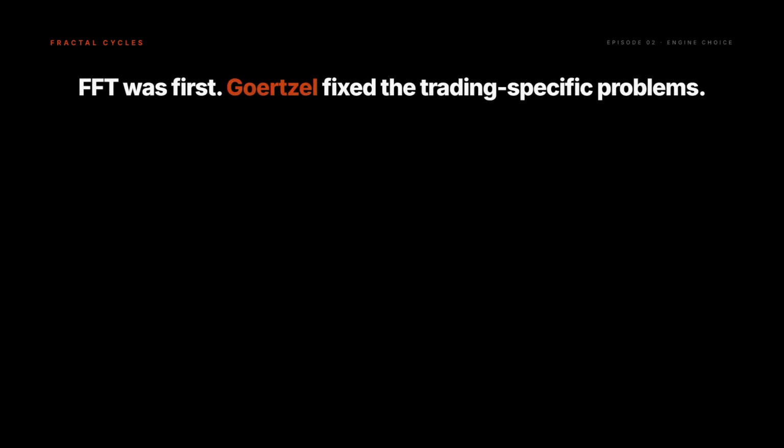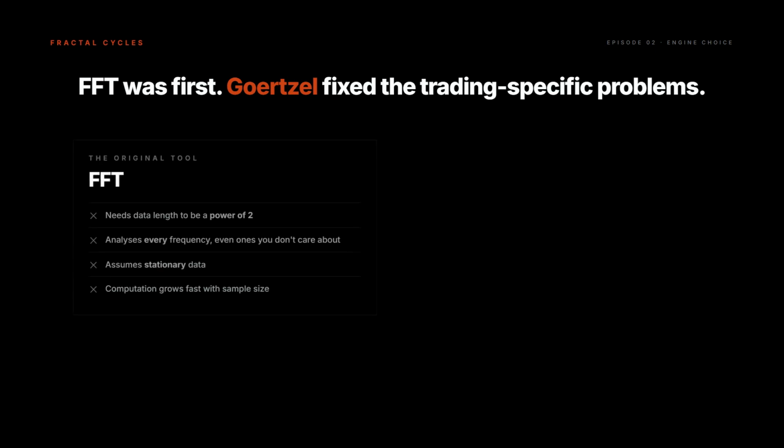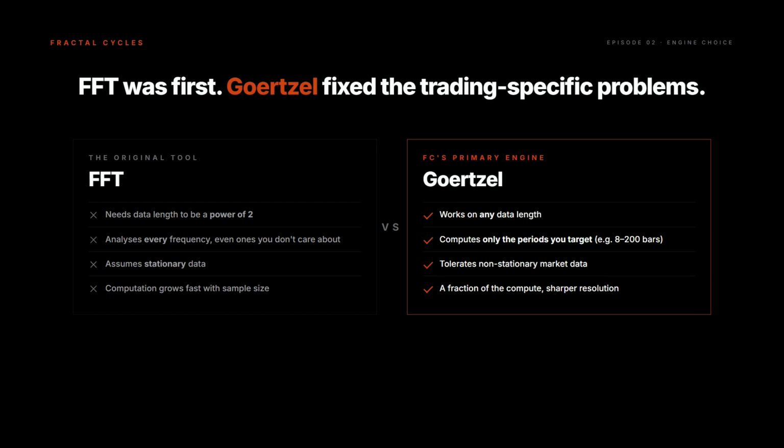The original spectral tool was the fast Fourier transform, but it has problems for trading. It needs your data length to be a power of 2. It analyzes every frequency whether you care about it or not, and it assumes the data is stationary. The Goertzel algorithm fixes all three. It computes power at the specific periods you actually want to test. It works on any data length, and it does the same job with a fraction of the computation. Fractal Cycles uses Goertzel as its primary engine for exactly this reason.